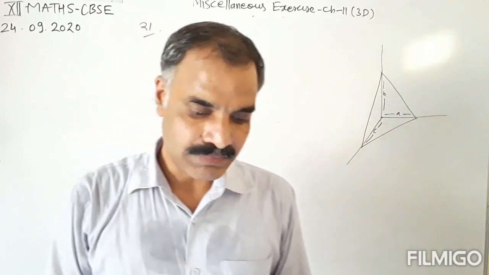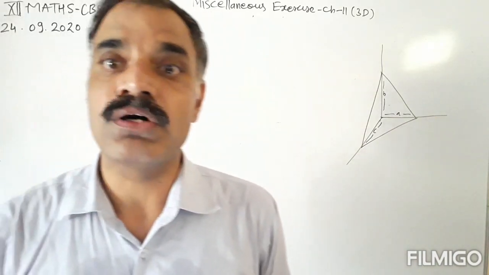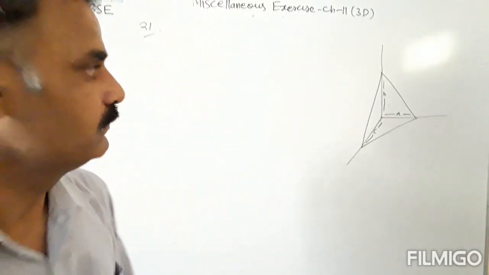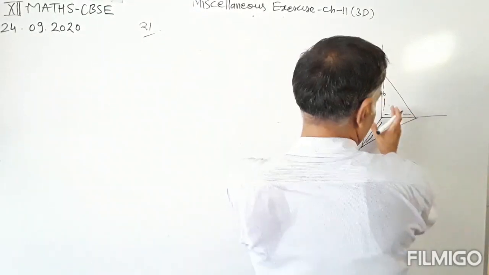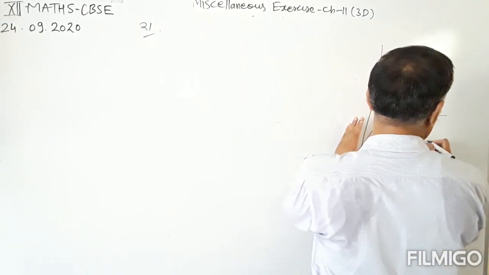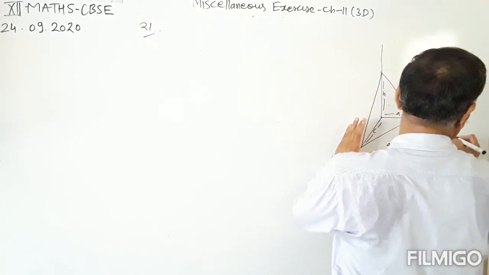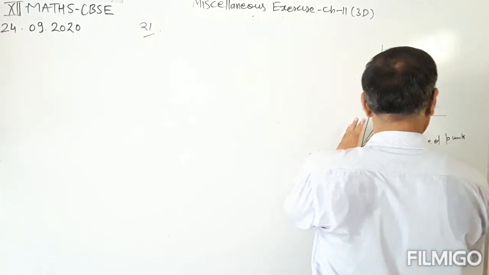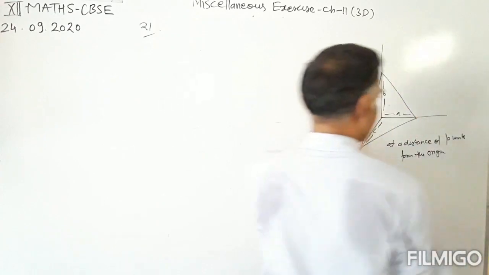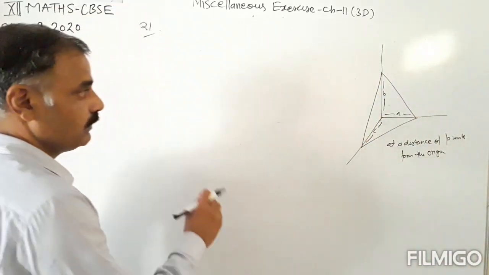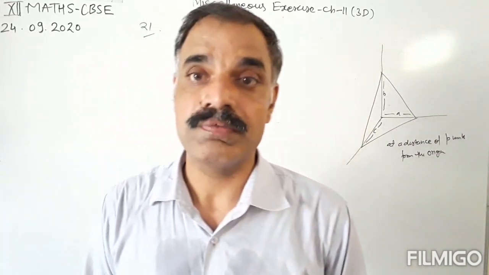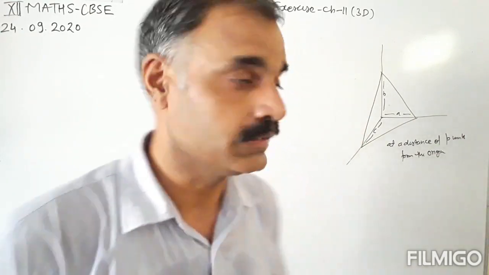The plane has intercepts A, B, C and is at a distance of P units from the origin. Then we have to prove that 1 upon P square equals 1 upon A square plus 1 upon B square plus 1 upon C square.